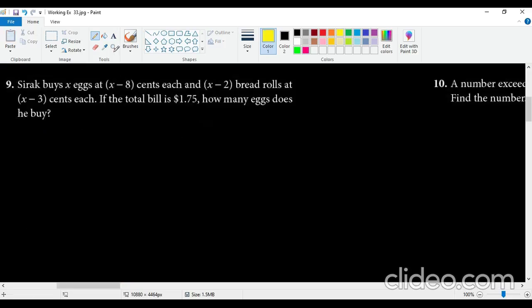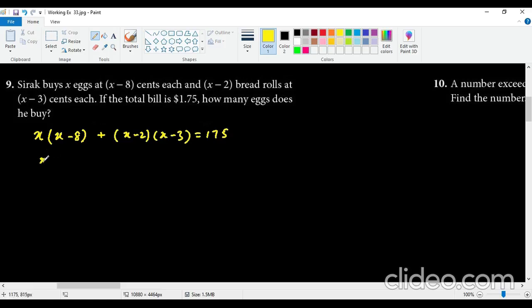When it comes to question number 9, according to the given condition, it says that Chirag buys x items at x minus 8. That means these two are going to be multiplied, x and x minus 8. These two when multiplied are added to another condition, which is x minus 2 and x minus 3, equals 175. I have made it into cents.